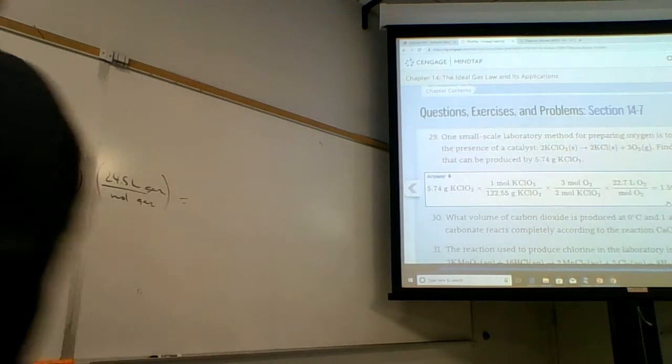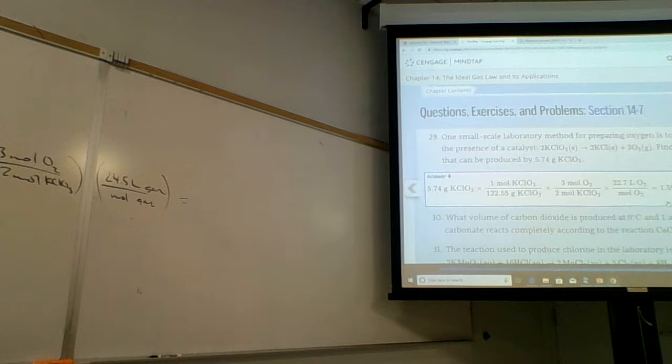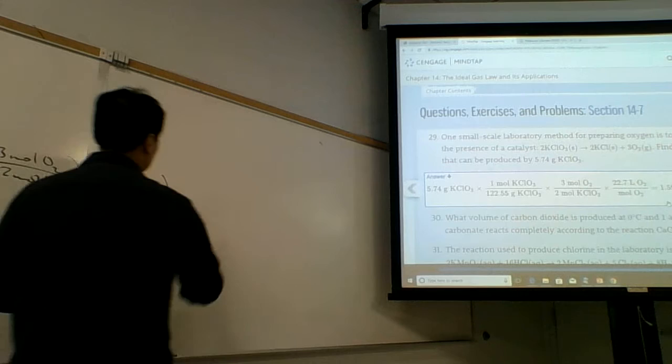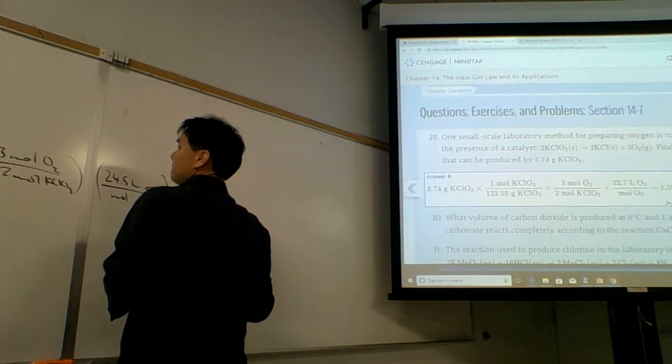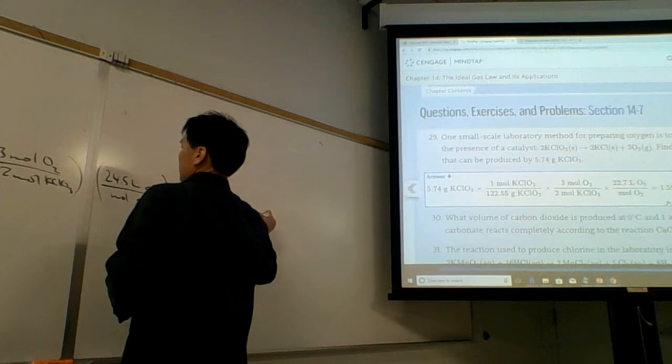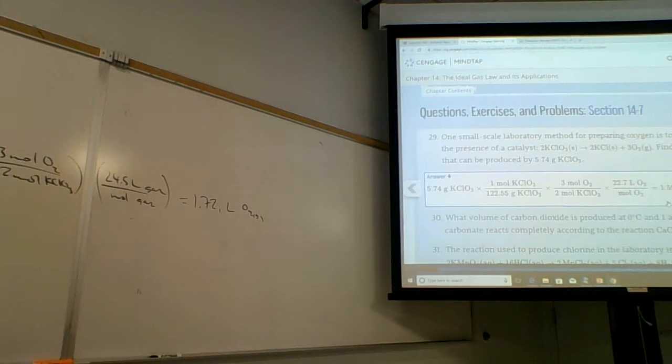So let's calculate ours. 5.74 divided by 122.55 times 3 divided by 2 times 24.5. That gives 1.721 liters of oxygen at room temperature and pressure. So we get a little bit bigger volume than they do because we're doing it at a higher temperature.